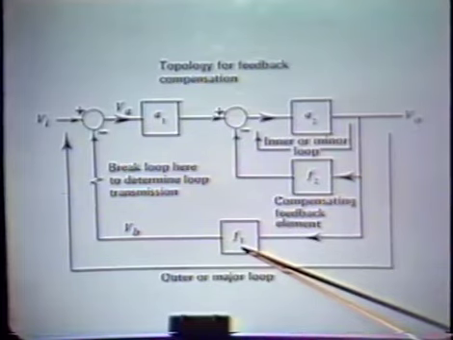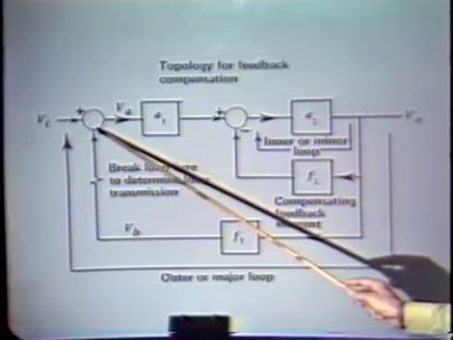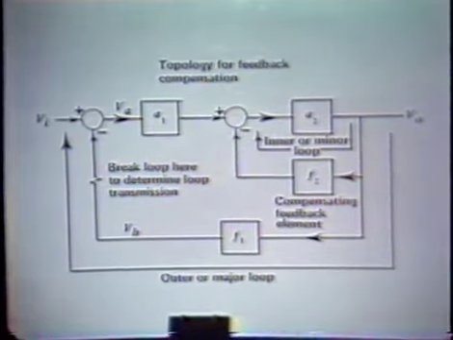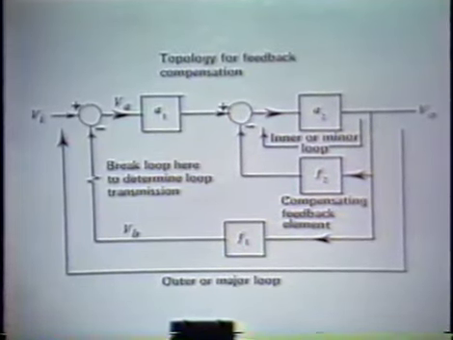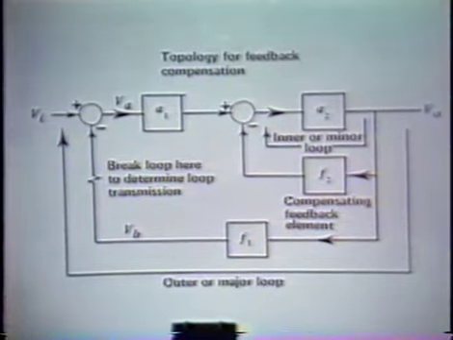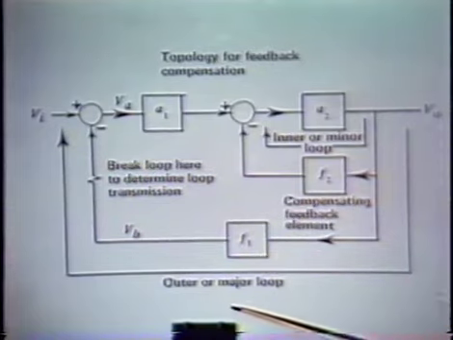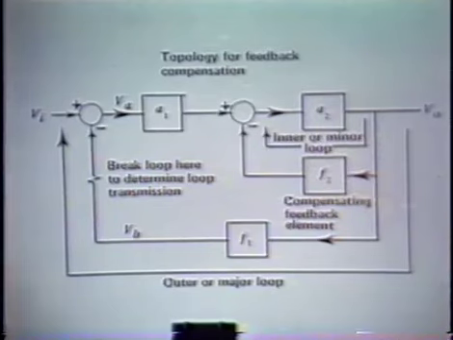And this feedback element, labeled F1, is, of course, the element that links the output back to the summing point in the system. And so we choose F1 as a function of the desired or ideal closed-loop gain of our feedback system. In particular, the ideal closed-loop gain of this system is simply 1 over F1. In addition to the overall loop, which involves F1, this is oftentimes called an outer or a major loop, we have an inner or a minor loop here, and we show elements A2 and F2 associated with that minor loop.